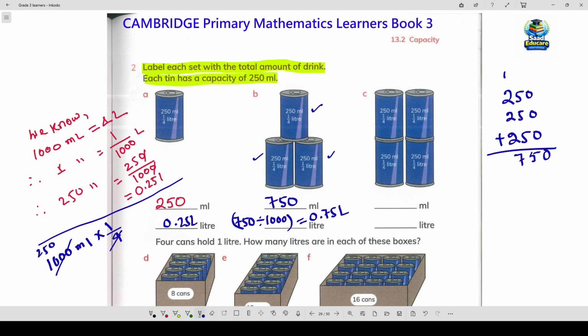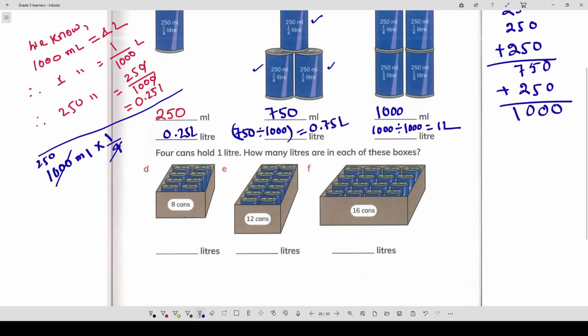Liter. Here is 250. So additionally again we can add 250. It means 0, 5, 5, 10. 7 plus 2, 9, plus 1, it's 10. So here is 1000 ml. So 1000 ml divided by 1000, it will be 1 liter, right? Very simple. Question D. Here are 8 cans.